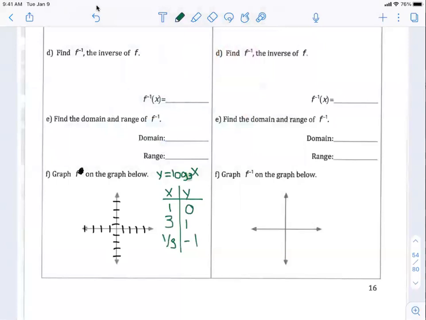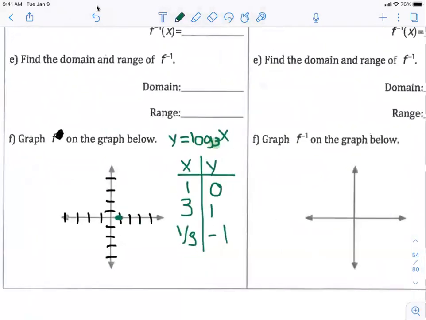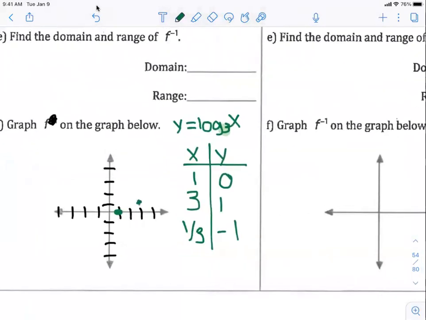So we've got 1, 0, 3, 1, 1/3, negative 1. So it looks like this. Kind of like an r. I remember my students used to say it looks like an r. And whenever you have a graph like this, it's always going to have a vertical asymptote, vertical. So that would be the original one.